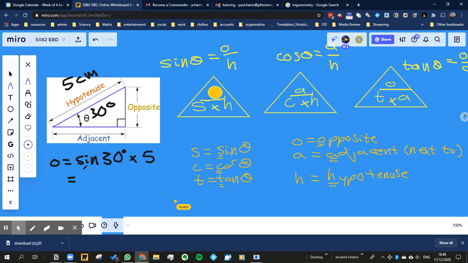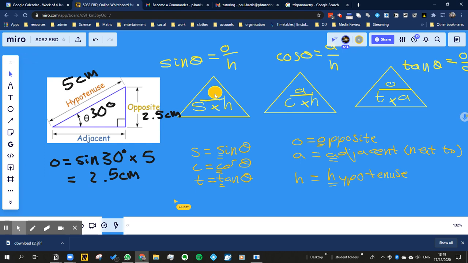So how do you use this? Well, on your calculator, you've got these three buttons, sine, cos, and tan. So if you do sine 30 on your calculator, do you want to have a go at that? So sine 30 times 5 is going to be 2.5. So basically, the opposite side would be 2.5 centimeters. Okay. The trick is just to know which formula to use and how to rearrange it.